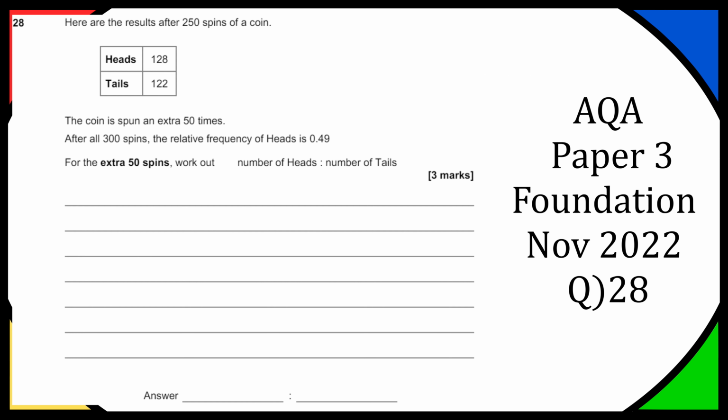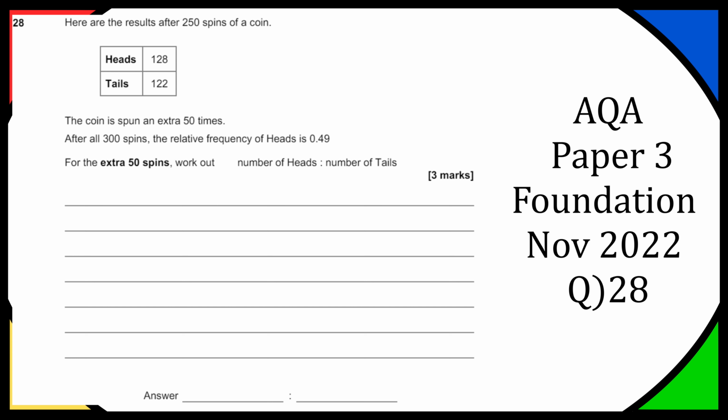Hey everyone, so today we're going to be doing question 28 from the past paper link down below. So it says here are the results after 250 spins of a coin. We have a table which says 128 heads and 122 tails. The coin is spun an extra 50 times. After all 350 spins, the relative frequency of heads is 0.49. For the extra 50 spins, work out the number of heads to number of tails. And this is a 3 mark question.